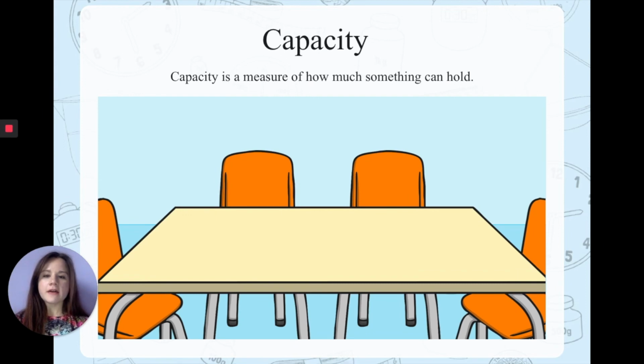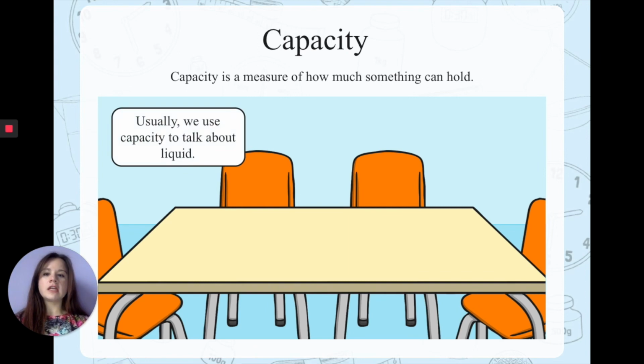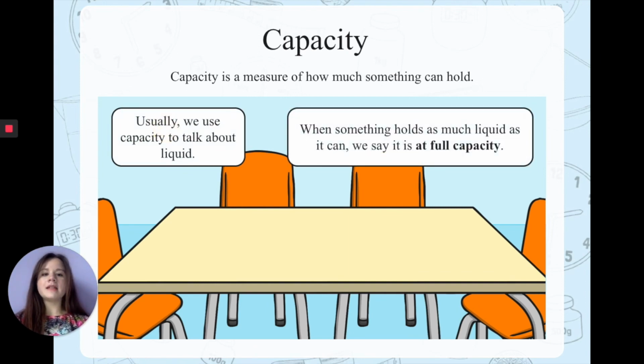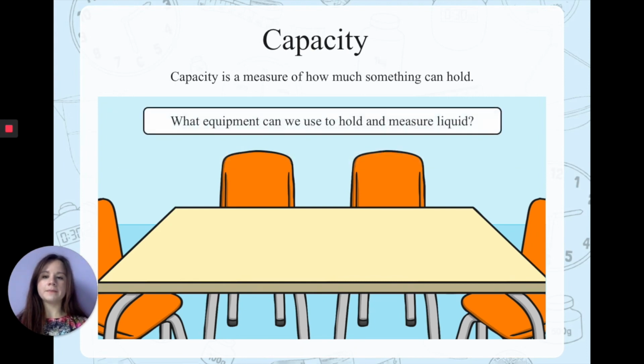So just to go over what capacity is, capacity measures how much something can hold. So how much liquid or water can we get into a container? Usually we talk about capacity with liquids, and when something holds as much liquid as it can, we can't get any more inside. That means that it is full or has reached full capacity.